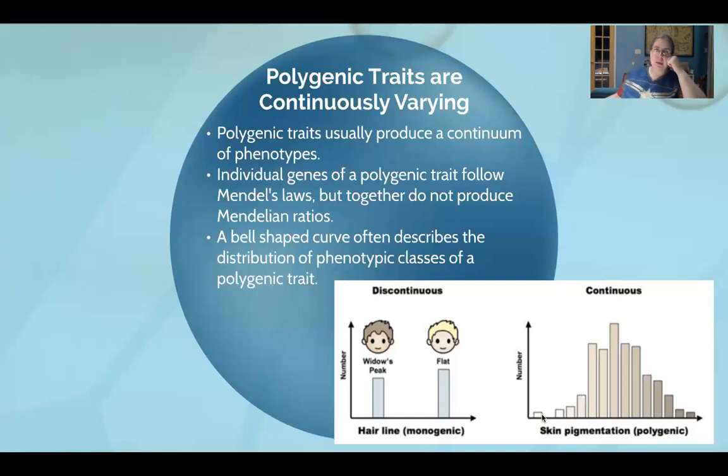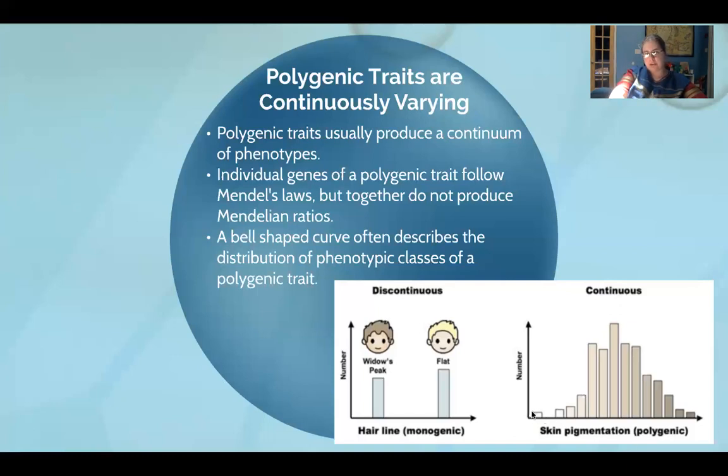Individual genes of a polygenic trait will follow Mendel's laws. So if you're looking at just one of the genes, it would follow Mendelian ratios and all that. But since they all work together to produce additive effects for one larger phenotype, when you look at all of the genes together, we do not see that Mendelian pattern. In fact, instead, we see a bell-shaped curve type of effect.